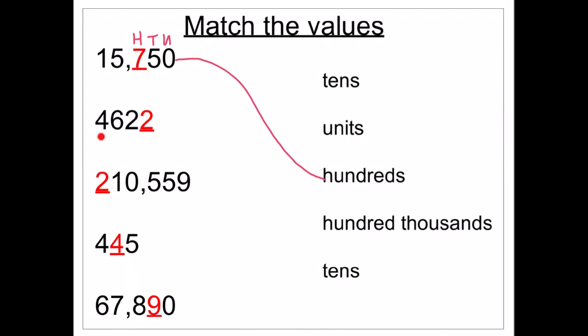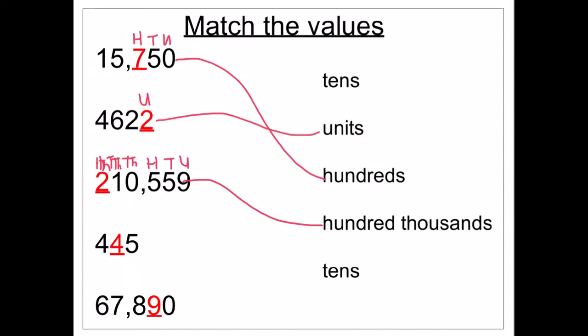Second number then, 4,602. Well, that 2 is my units, so I can match it up. My third number, 210,559. So my 2, if we work from our right, units, tens, hundreds, thousands, tens of thousands, that is my hundreds of thousands.